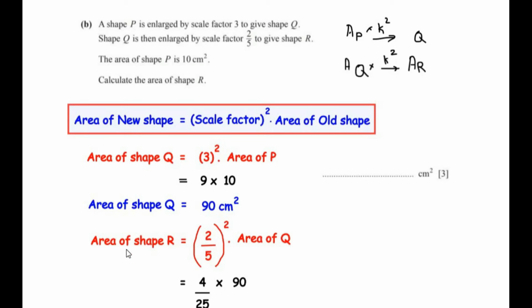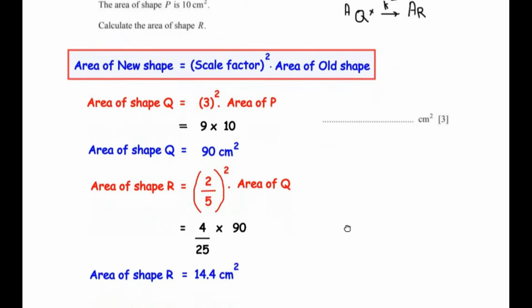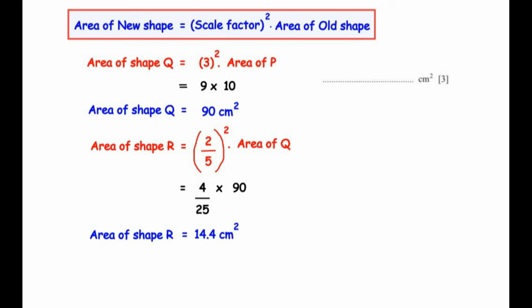So here we have written area of shape R is equal to 2 over 5, that is the scale factor of Q. So we are squaring it times area of Q. So 2 over 5 squared gives us 4 over 25 and area of Q we had got it as 90. So area of the new shape R is equal to, when you solve this you'll get it as 14.4 centimeter square. Now let us move on to the next question.